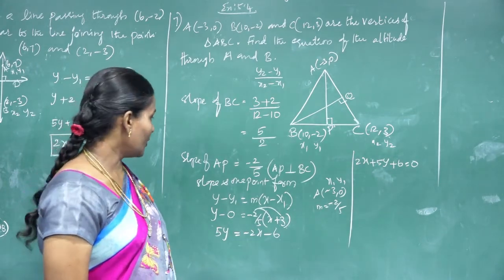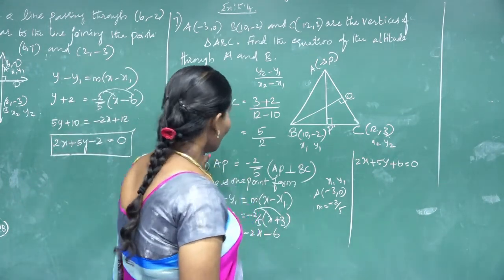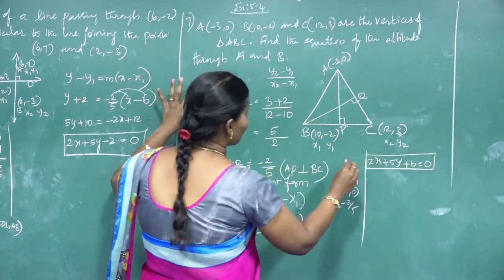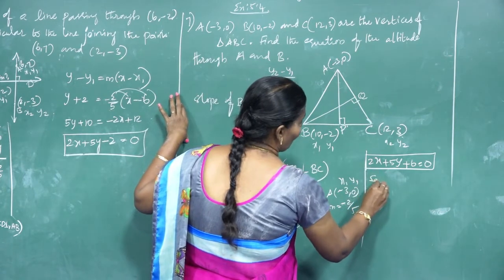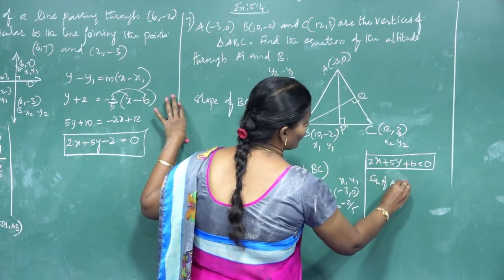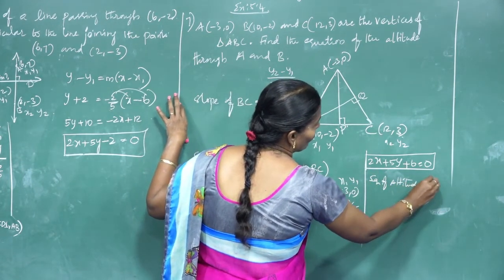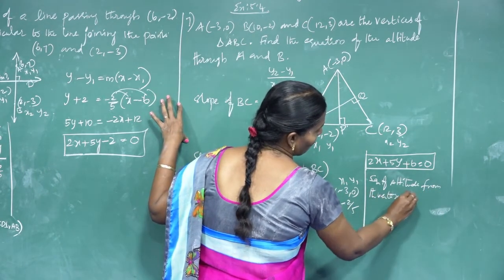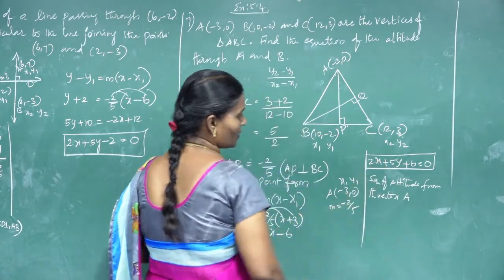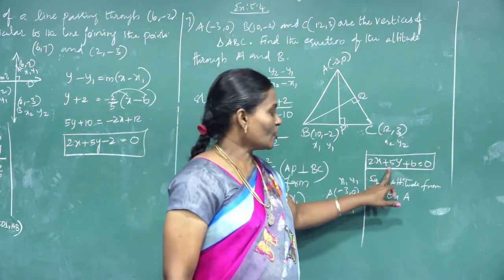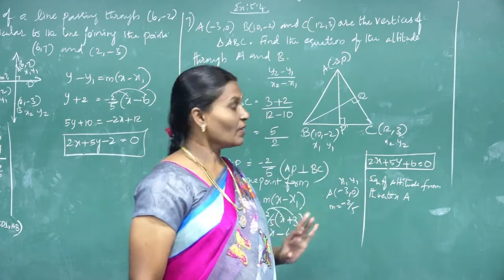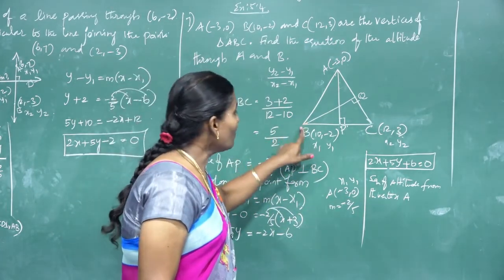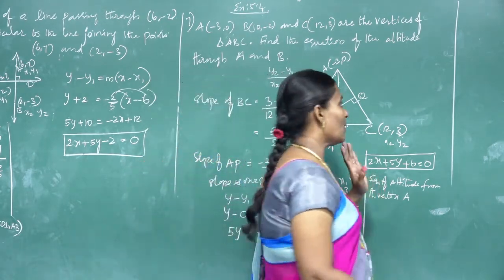Understood, children? Good. Now first, what is this equation? This is the equation of the altitude from the vertex A. Now we are going to find the equation of the altitude from the vertex B.